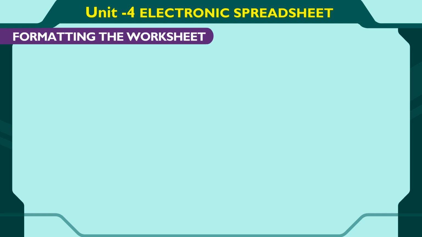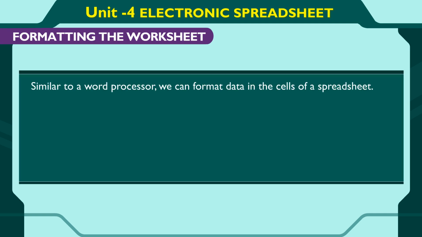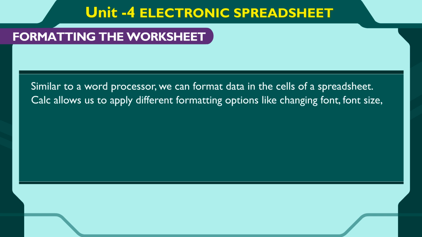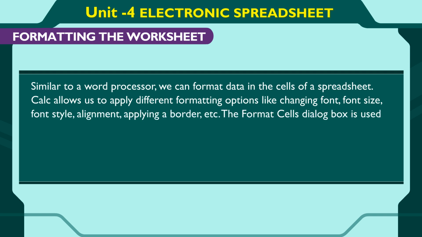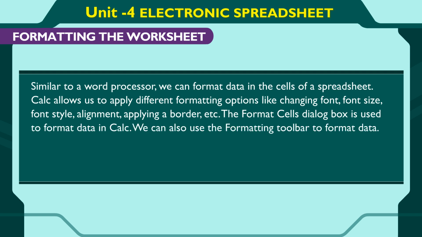Formatting the worksheet. Similar to a word processor, we can format data in the cells of a spreadsheet. Calc allows us to apply different formatting options like changing font, font size, font style, alignment, applying a border, etc. The Format Cells dialog box is used to format data in Calc. We can also use the formatting toolbar to format data.